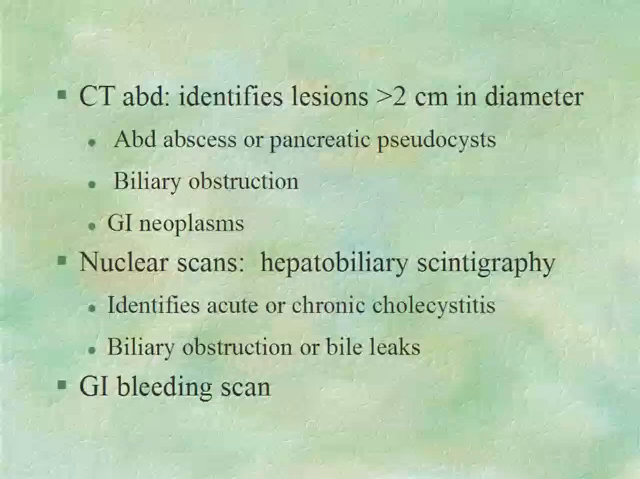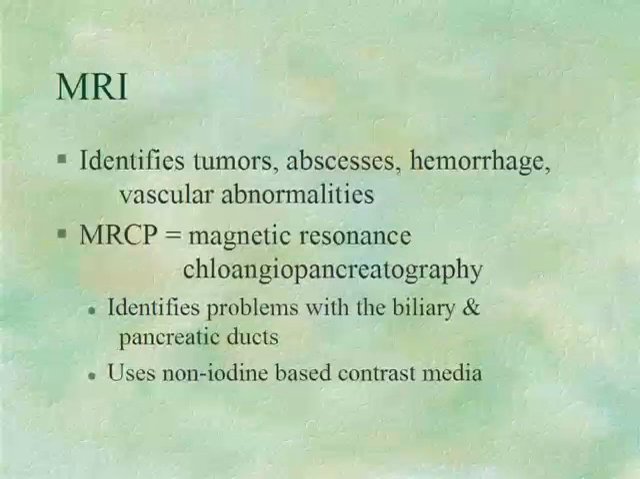A GI bleeding scan is also a nuclear study. It's only good when the patient is actively bleeding. But it adds a radiotracer to some of the patient's own blood and then re-injects it, and it goes to the site of the bleed. This can be done at the bedside, but if the patient has stopped bleeding, it's of no value at all.